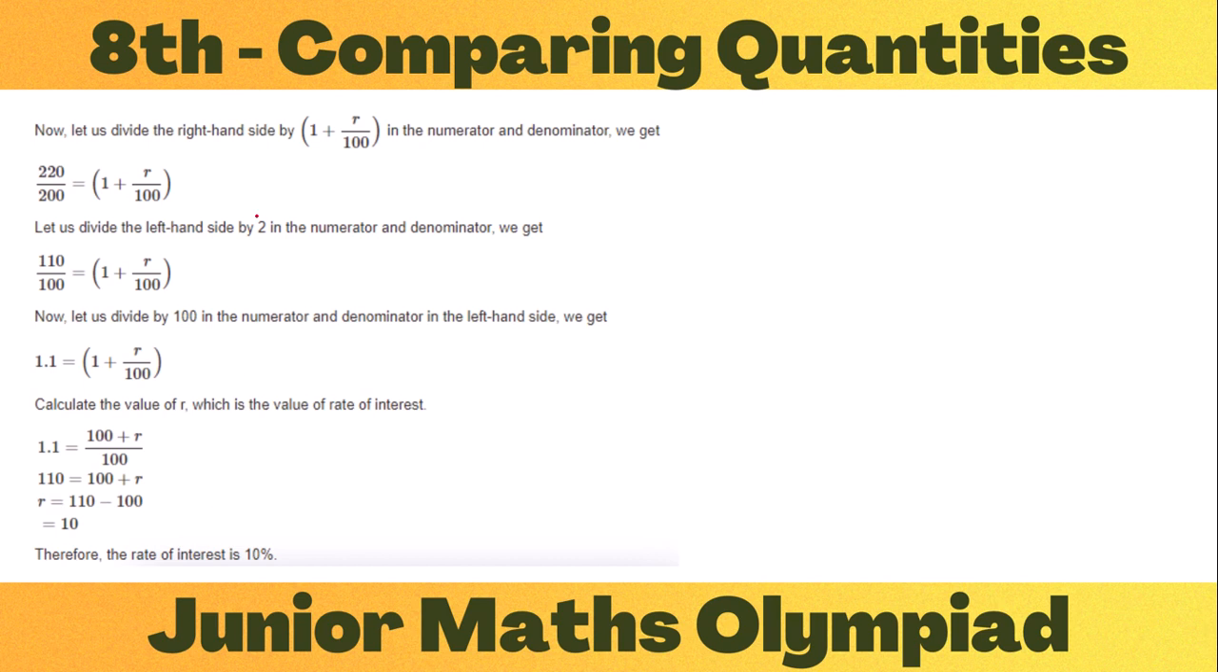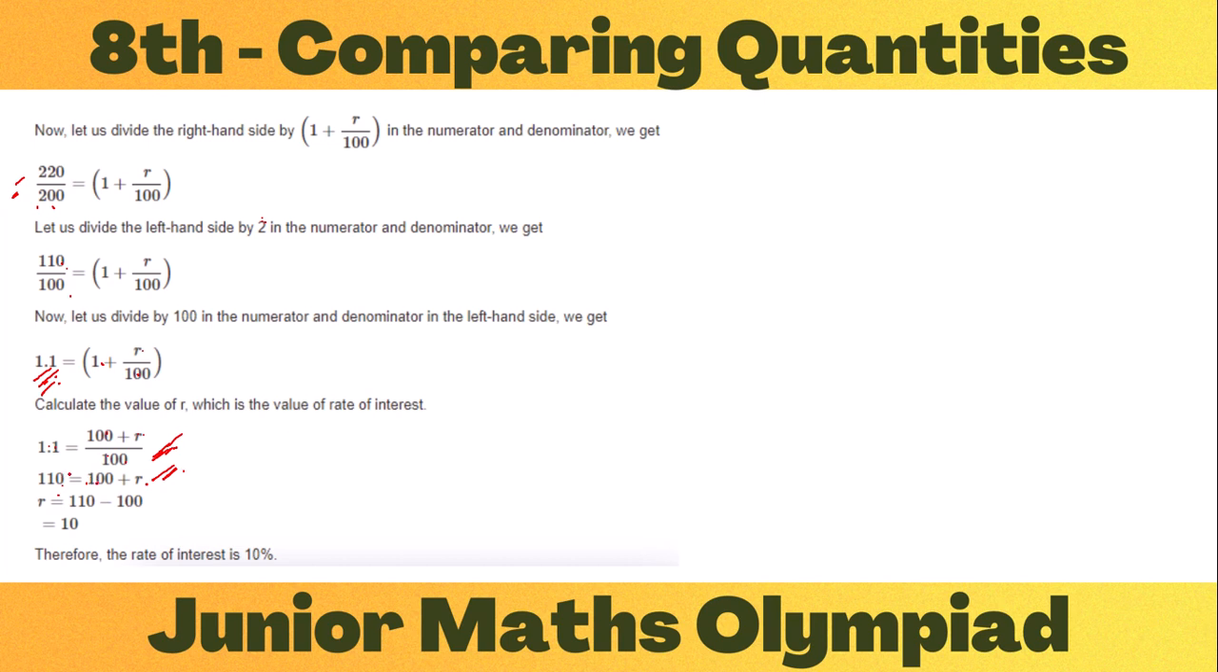Still, after simplification, if we divide with 2, it will become 110 by 100, which is equal to 1.1. The right hand side value is 100 plus R by 100. If we multiply with 100, 100 into 1.1 will become 110. So 110 equal to 100 plus R. Like this we can write.